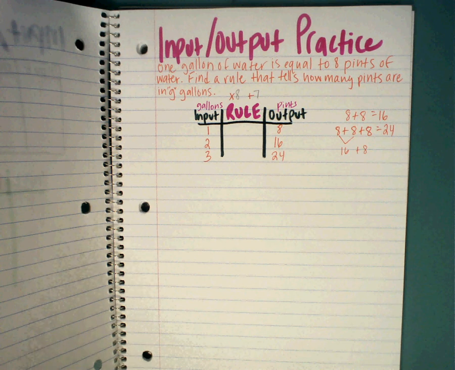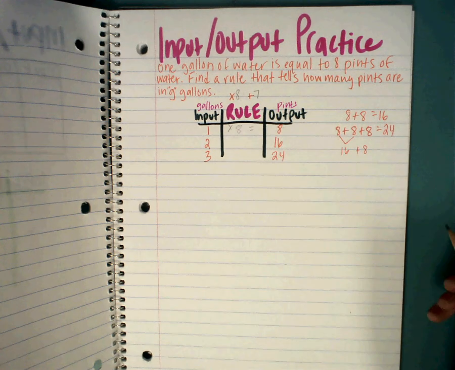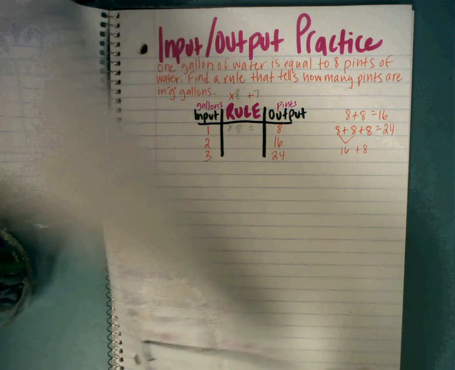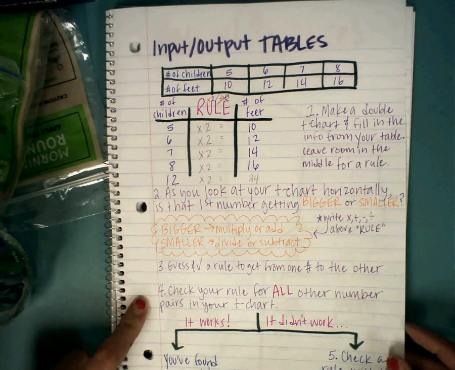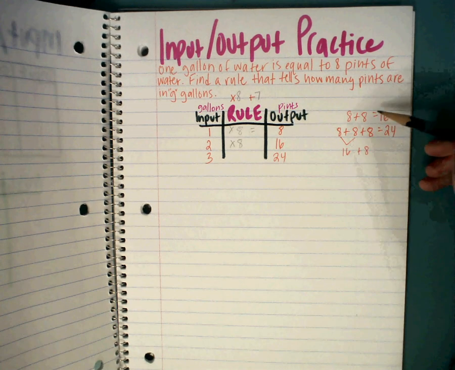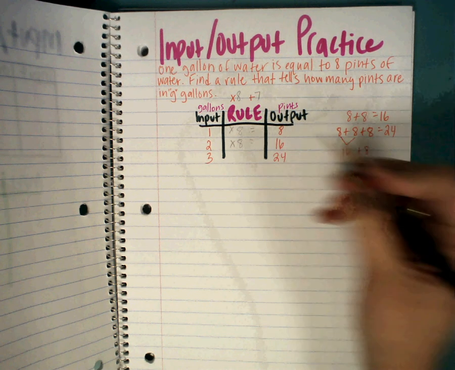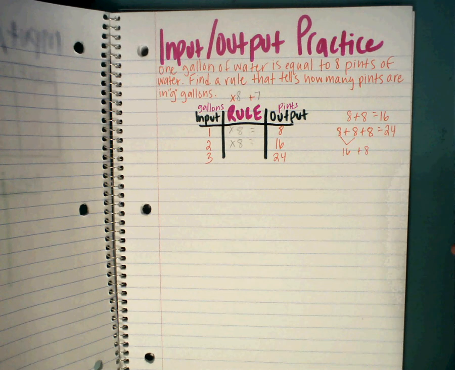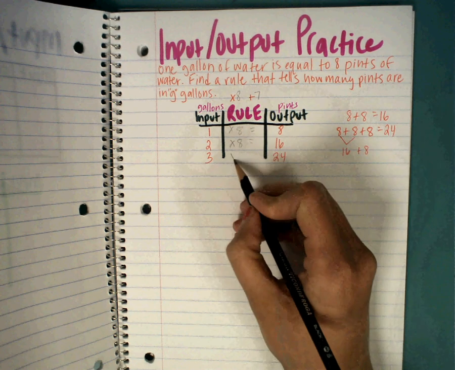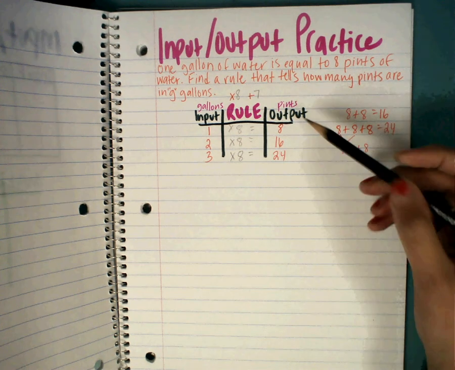So then you got to check, right? So 1 times 8. Does 1 times 8 equal 8? It does. So now we have to check the rest of them, right? We have to check it for all of the number pairs in our t-chart. What is 2 times 8? Well, isn't 2 times 8 the same as adding 8 twice? Wouldn't that equal 16? It would. And 3 times 8, wouldn't that be equal to 8 plus 8 plus 8, which is 24? It is. So that's how you figure that out.